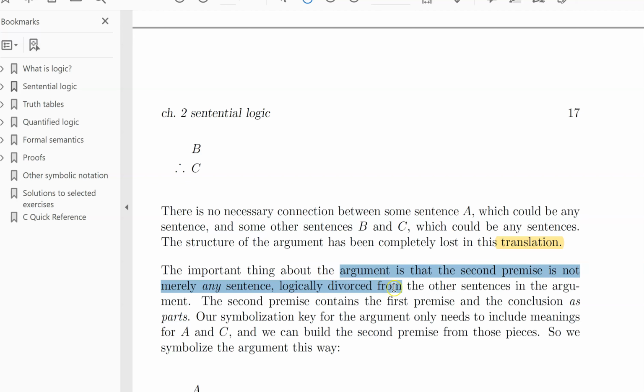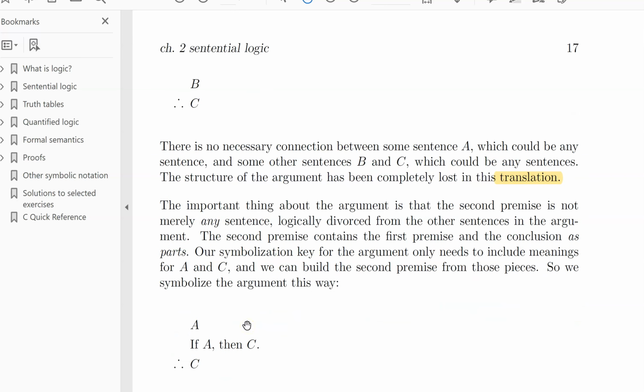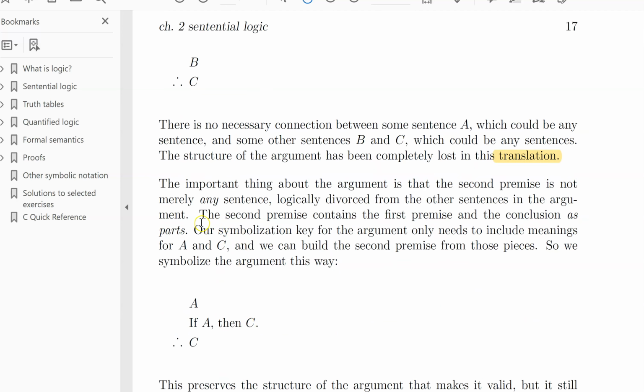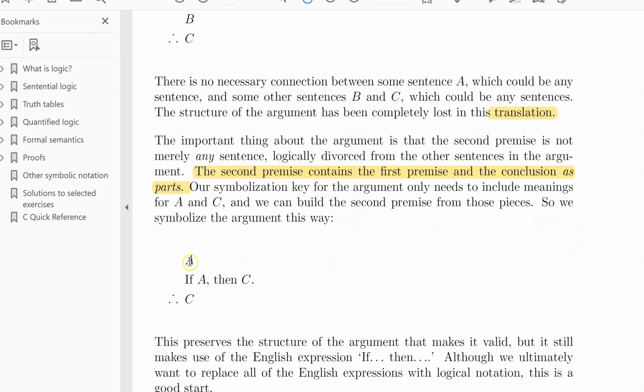So the important thing about the argument is that the second premise is not merely any sentence, logically divorced from the other sentences in the argument, right? We've lost something valuable there. The second premise, that's the if-then premise, contains the first premise and the conclusion as parts, right? Our symbolization for the argument only needs to include meanings for A and C, and then we can build the second premise from those pieces. So we symbolize the argument this way. So A stands for if there is an apple on the desk.